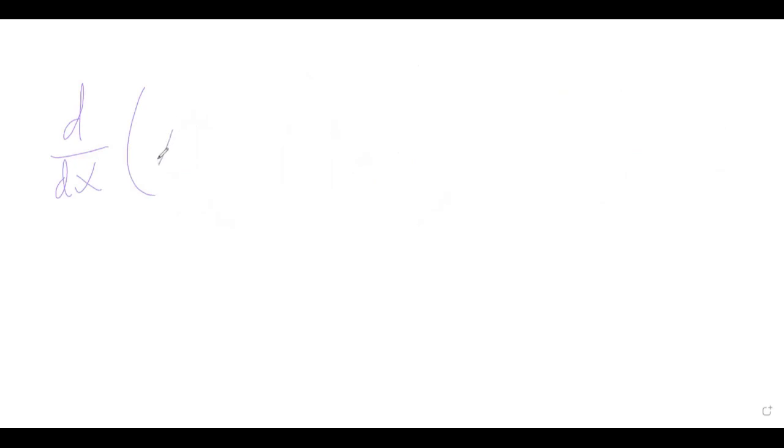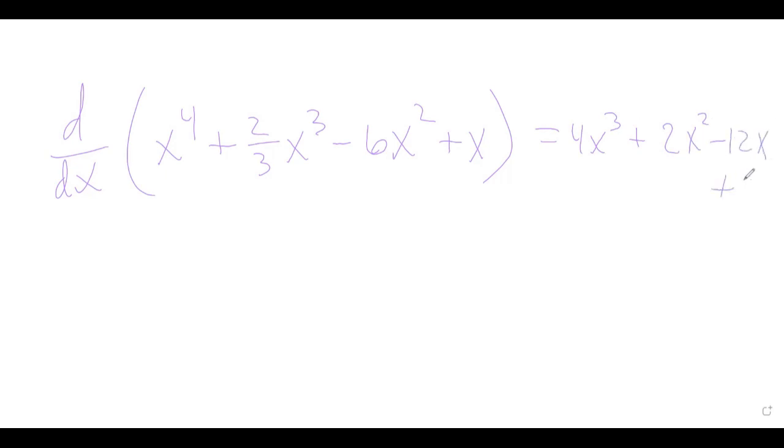So what about like x to the 4 plus 2/3 x cubed minus 6x squared plus x, just like that. That derivative would be 4x cubed plus, let's see, 3 times 2/3 would just be 2. And then like this here. So this would be the derivative. So we know how to go from here to there.